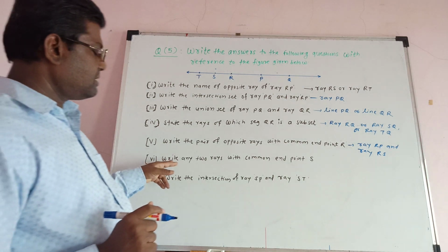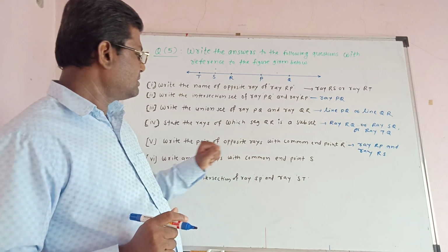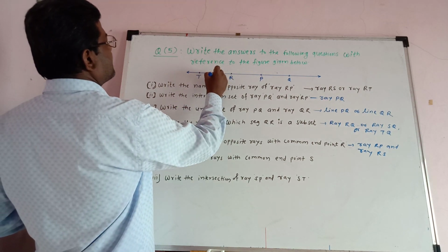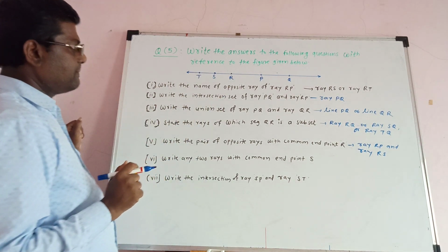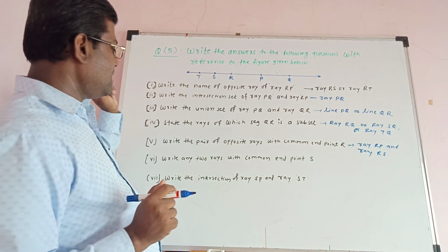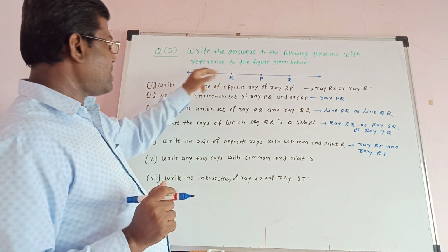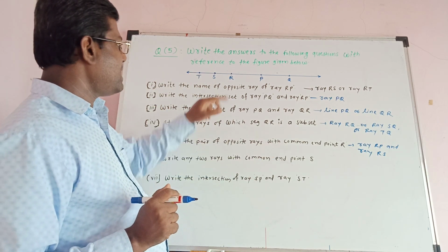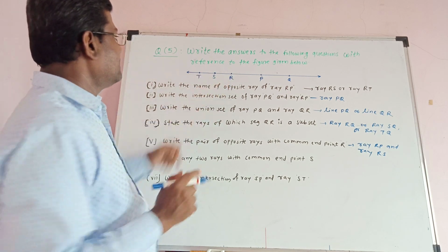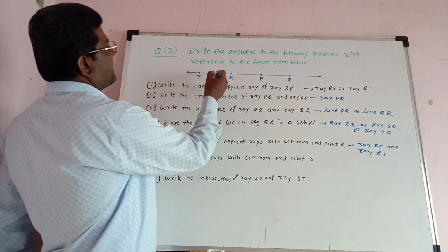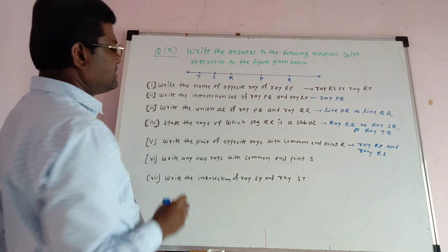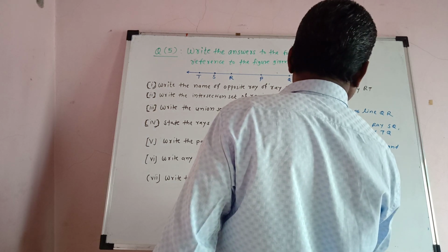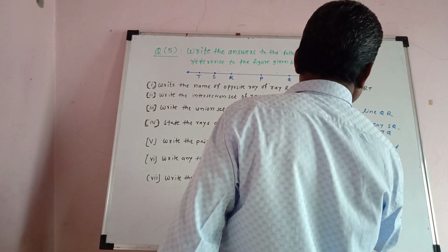Now question number 6. Write any two rays with common endpoint S. Endpoint means the starting point of a ray. So we have to find the rays starting from the common point S. That is ray SR in this direction and ST in this direction. So we write here ray SR and ray ST.